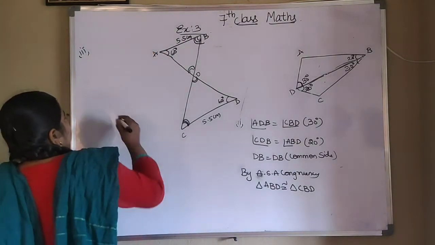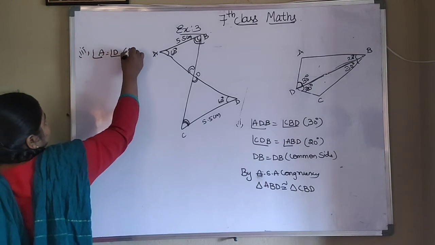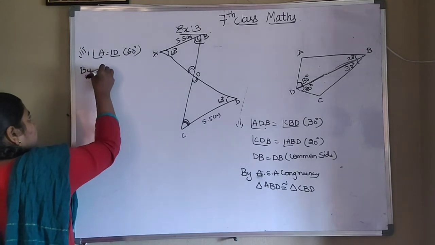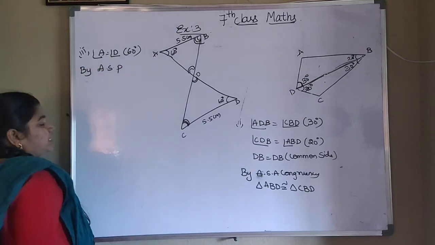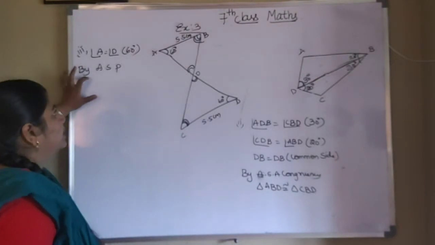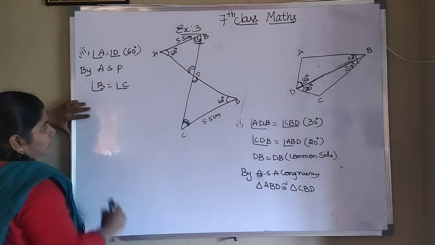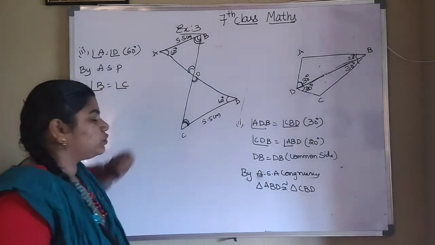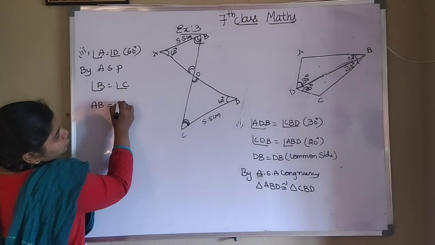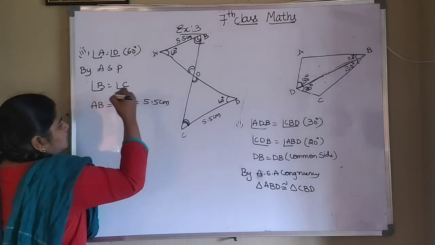So right here, angle A is equal to angle D, that is 60 degrees, and by angle sum property, that is ASP. ASP is nothing but angle sum property. By using ASP, you can say angle B is equal to angle C, and also line segment AB is equal to line segment DC. That is how much? 5.5 centimeters.